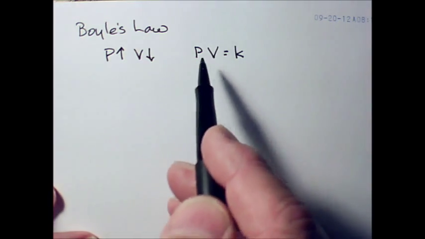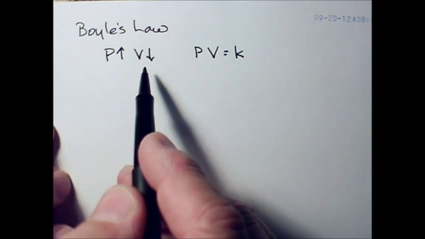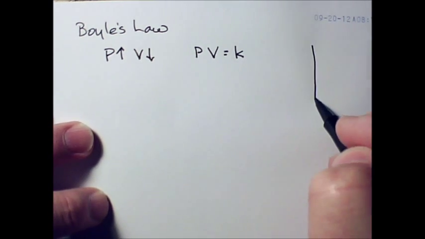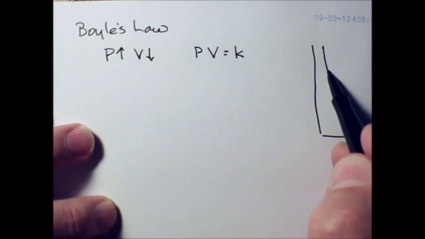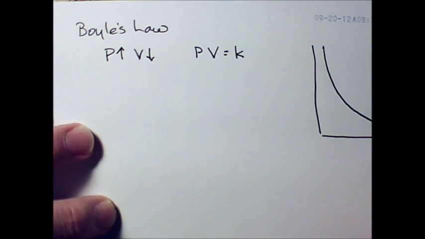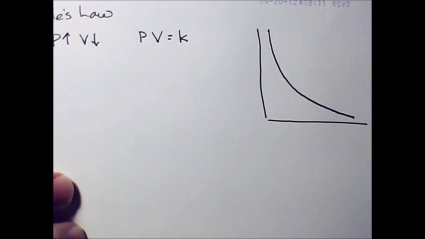If you have an indirect relationship like this where one thing goes up while the other one goes down, and you graph it, you don't get a straight line. An indirect relationship gives you a graph that looks like this. Gives you a graph that looks like that. Indirect.